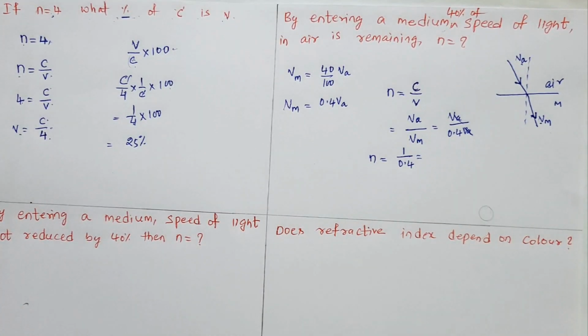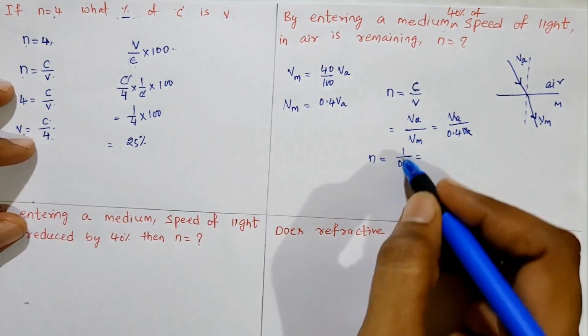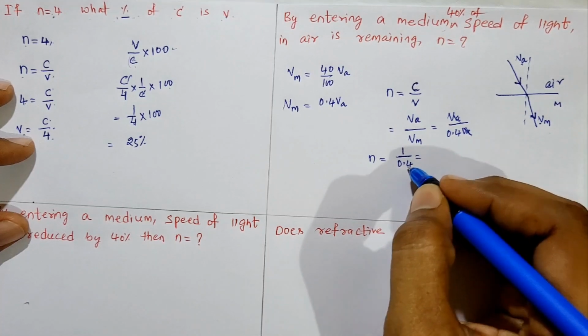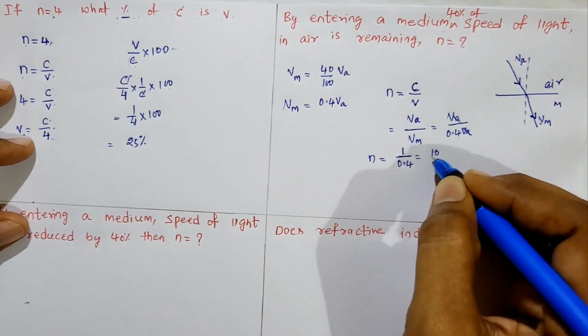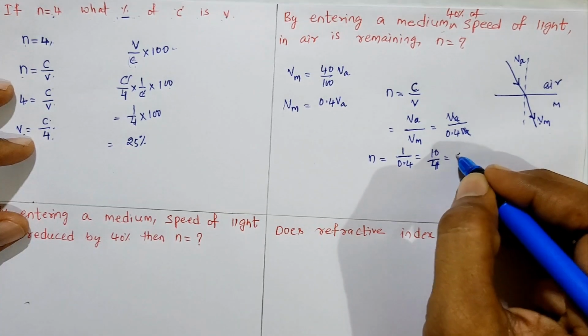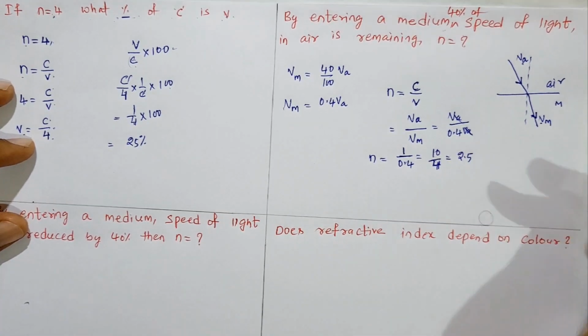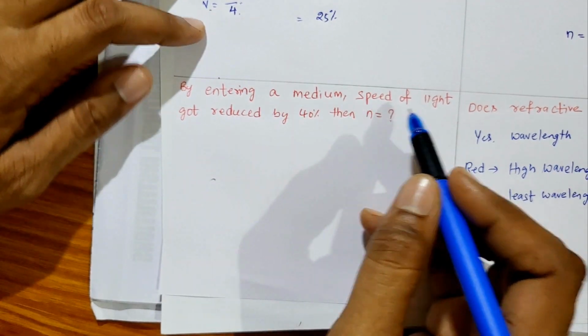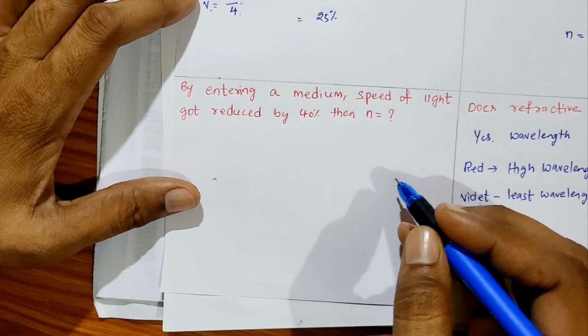1 by 0.4 means 4 by 10. 4 by 10, 10 goes up. 10 divided by 4 is going to be 2.5. Now, by entering a medium, the speed of light got reduced by 40%.